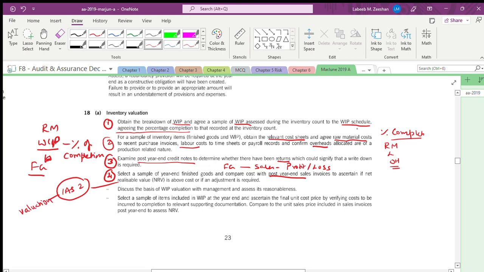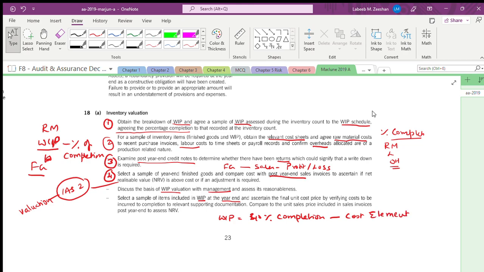Discuss the basis of work in progress valuation with whom? With the management. Select a sample of items which has been included in work in progress at the year end. Is it right? At the year end. And whether the final unit cost price is right, by verifying what? In terms of percentage of completion. We should know. If work in progress is 40% completion, for each stage of completion, there will be some cost element.